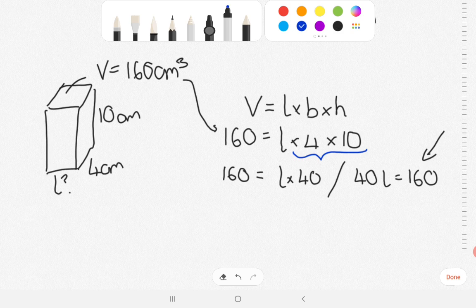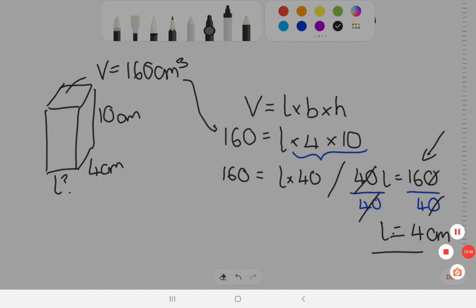Now, we spoke in the last example, we divide, because this is 40 times L, so we're doing the opposite, we're dividing by the number in front of the letter, which in this case is 40. So the length, because those 40s cancel, is 160 divided by 40, which is the same as 16 divided by 4, so our missing length is 4 centimetres. Hopefully that helps, but if not, let me know.